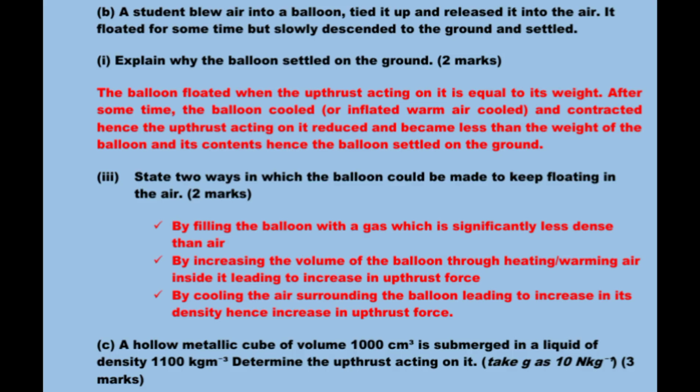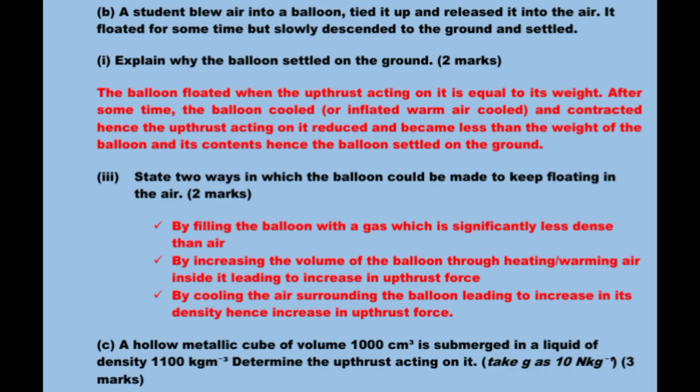So what we are simply saying here is that when the balloon had expanded, initially the upthrust and the weight of that balloon are equal. In other words, the downward force and the upward force are equal. But after some time, the air that was blown inside the balloon cooled, and the balloon decreased in volume. Upthrust is given by rho Vg.